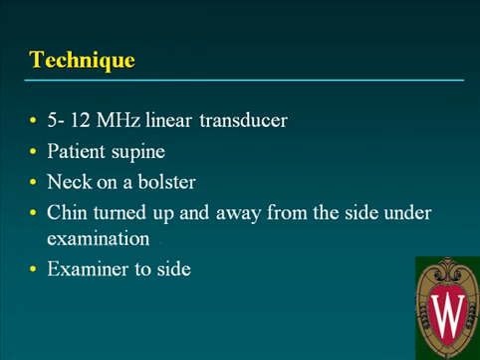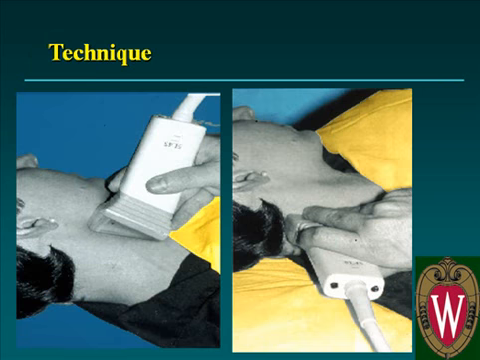First, the technique. In general, we use a high-frequency transducer in the 5 to 12 megahertz range with the patient supine and the head on a bolster with the chin up. I like to turn the chin away from the side at which I'm scanning to expose the carotid artery to maximum advantage. The examiner is usually to the side, but some people prefer to examine from the head of the bed. Here's an example of how most people do it.